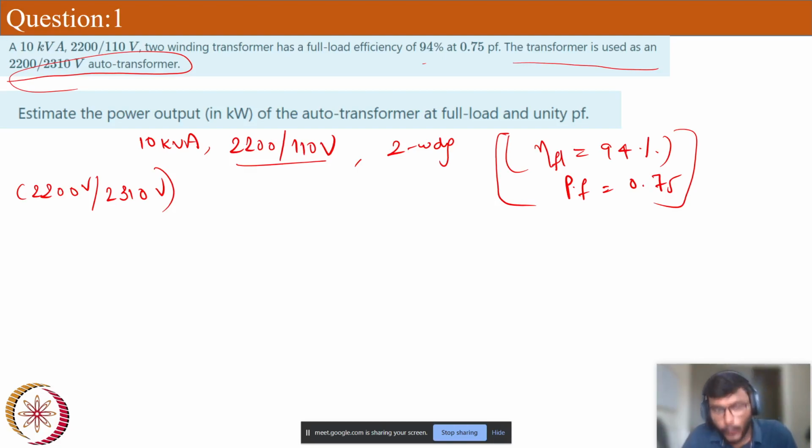If you see, my supply to the two winding transformer is 2200. The auto transformer supply is 2200, same supply. So my primary winding, which is the HV side coil, is the same. Now my secondary is 110 volts in my two winding transformer, but here it is 2310. It is nothing but the addition of 110 and 2200. So I will give supply to my HV, but I will take output across both HV and LV. So that's it. We will draw that.